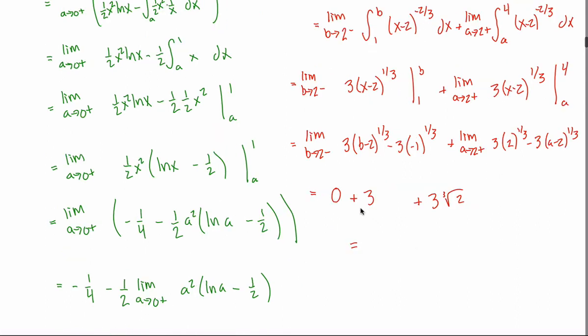So my final answer here is just 3 plus 3 times the cubed root of 2. Or if you feel like factoring out a 3, we can rewrite it as 3 times, and then 1 left over from this one, and cubed root of 2 left over from this one. So 3 times 1 plus the cubed root of 2.